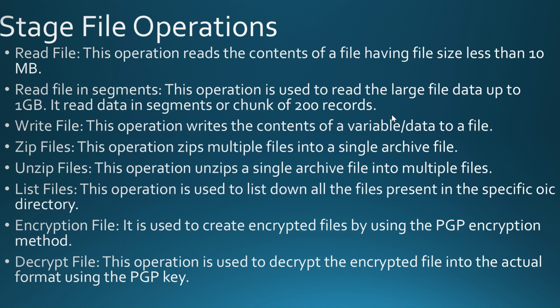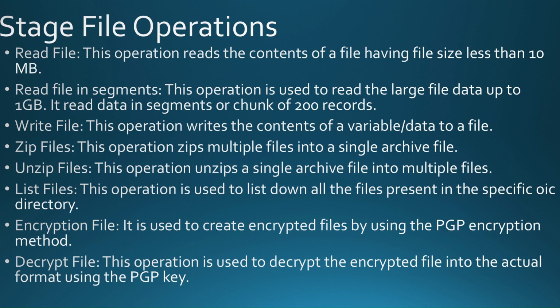And we have other operations like zip files and unzip files. The zip file operation will help you bundle multiple files into a single file archive. In that scenario, you can use the zip file. With unzip file, you can unzip all the required files. All right, and list file is similar to list file in the FTP adapter. Basically, this operation is used to list all the files present in a specific OIC directory.